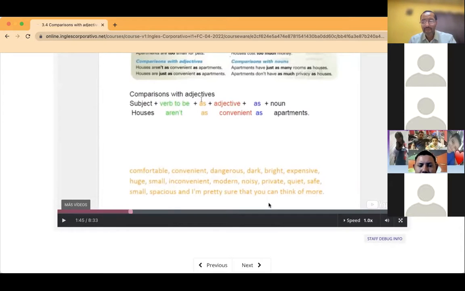Teacher, what is bright? Bright is a lot of light. When there is a lot of light, this is bright. What do you mean, huge? Huge is very, very big. So when something is huge, it's big. It's very big. Any other words?